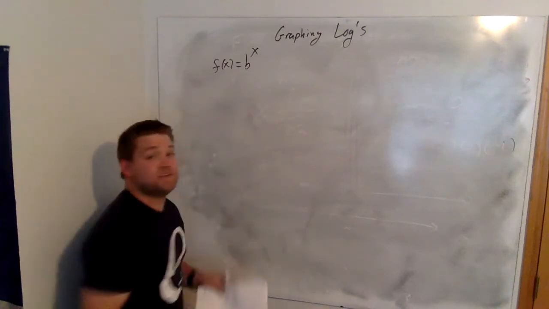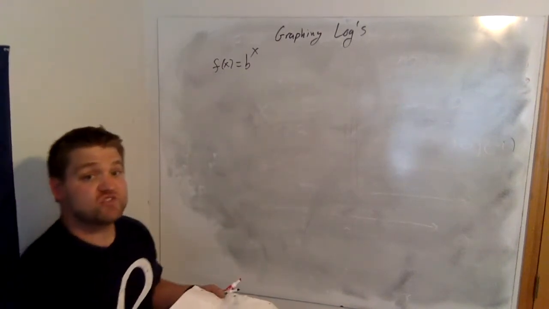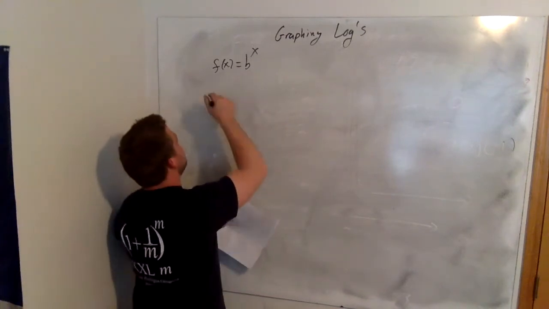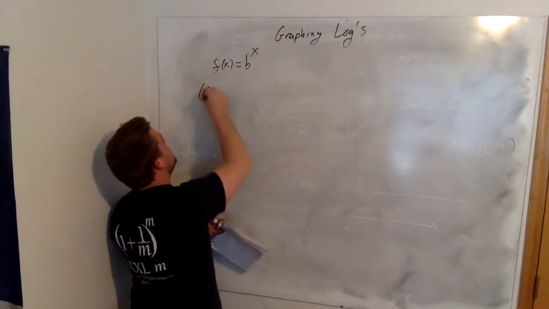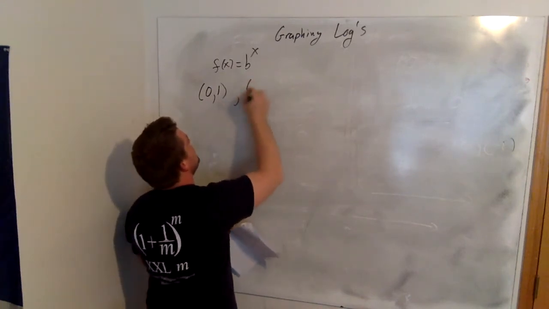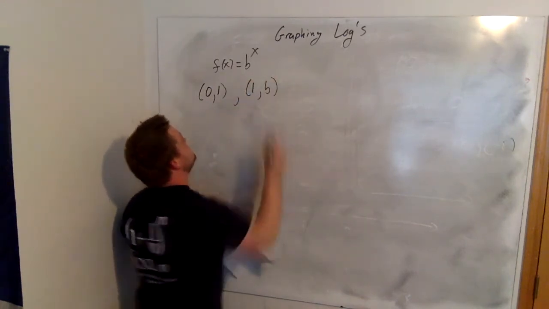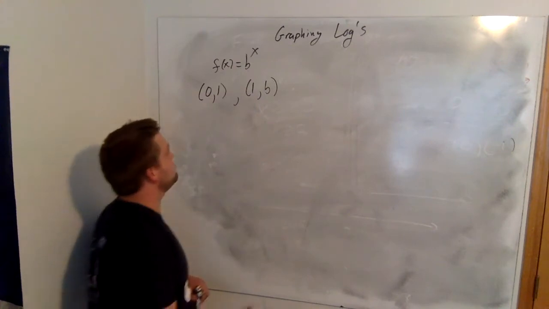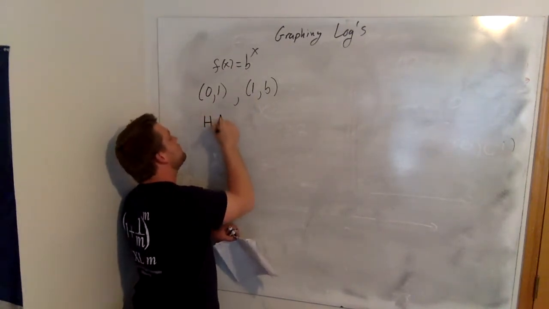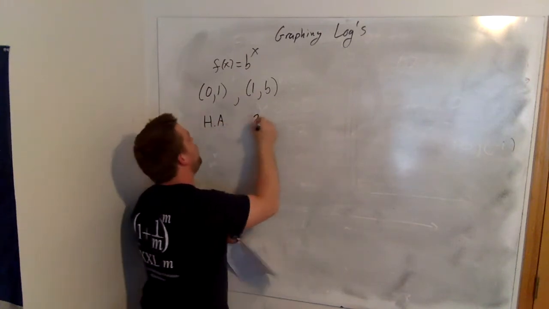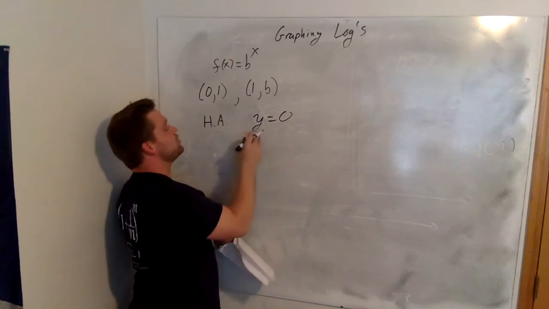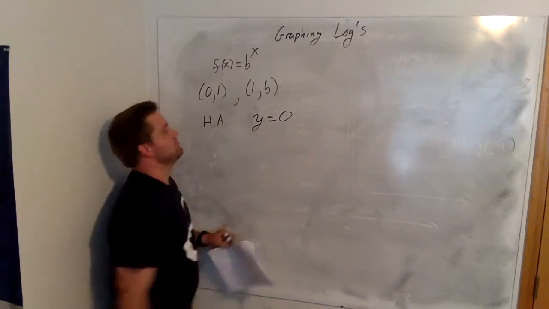When we are graphing these, remember that there were key features that we followed through the transformations. What point is on b to the x? Well, they'll always have the point 0, 1. You plug in 0, you'll get an output of 1. If you plug in 1, you'll get an output of b. And the other feature is they had a horizontal asymptote. It had an HA at y equals 0. I mean the horizontal asymptote is the line y equals 0.